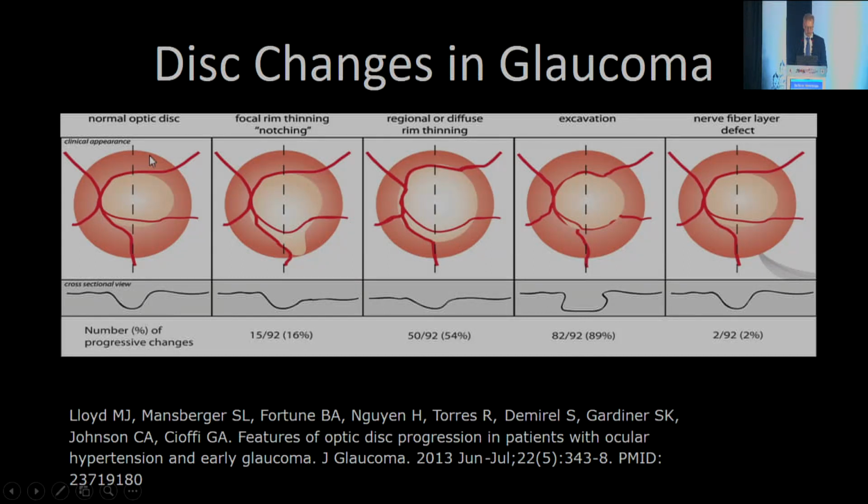And if you look here on the left, you have a normal optic disc, and this focal notching is actually really uncommon. It's only about 16% of the way the optic nerve changes, where you'll get regional or diffuse rim thinning. That's the most common at 54%. And excavation, where the rim just seems to be undermined, that is the most common form of progressive glaucoma by the optic nerve, at least on disc photos. And finally, nerve fiber layer defects occur uncommonly. So those classic pictures of a notch or a nerve fiber layer defect, those are actually uncommon in glaucoma. It's really this generalized thinning.